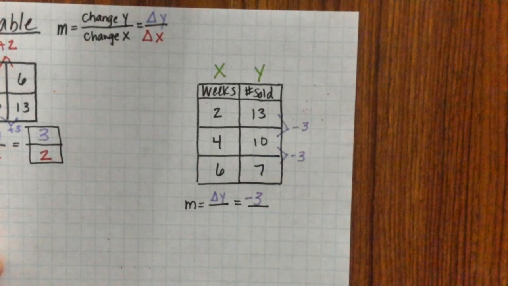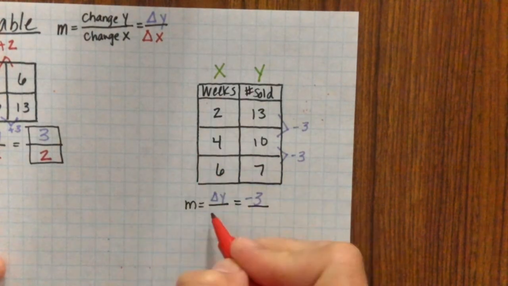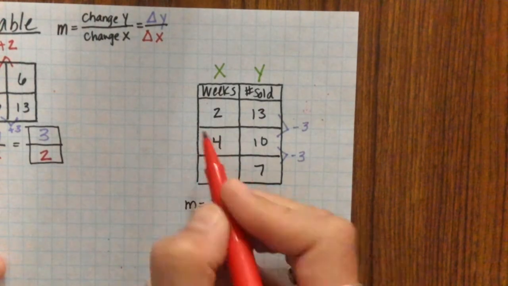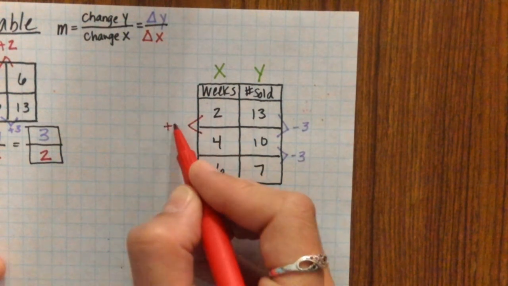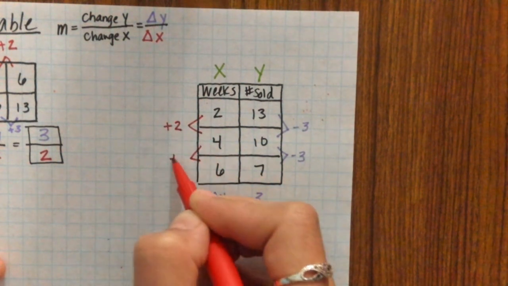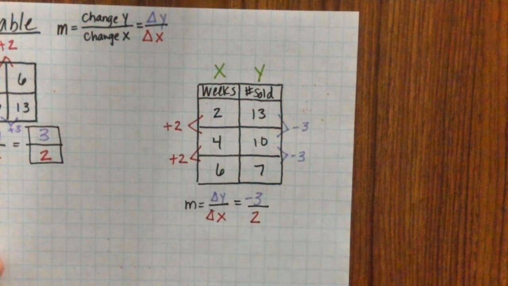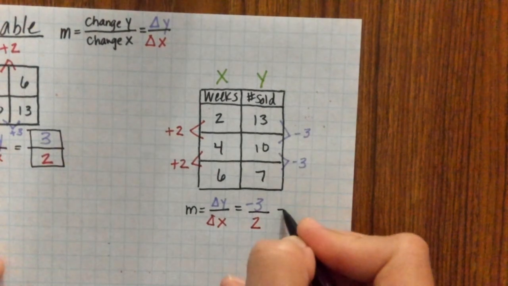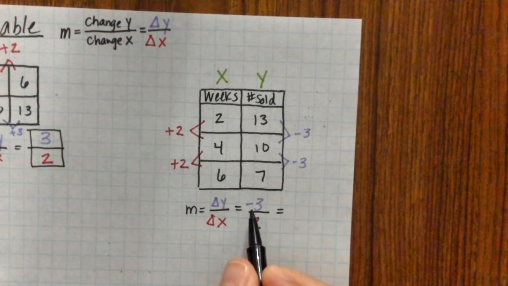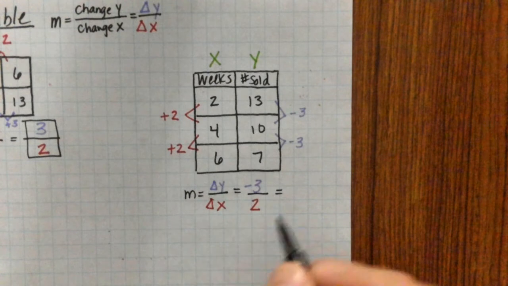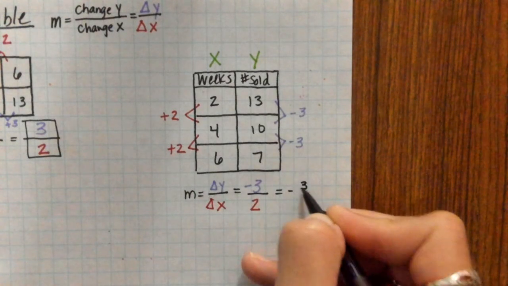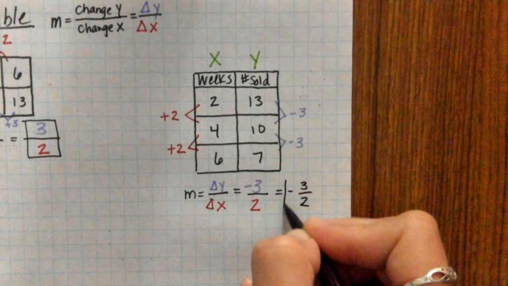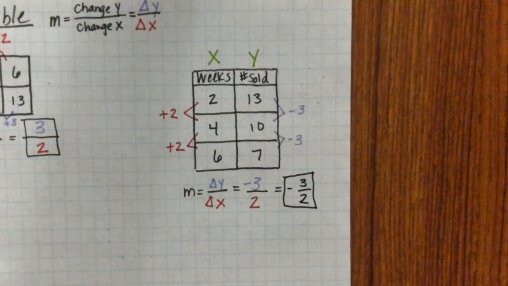Okay? So then we look at our change in x, and we see from 2 to 4, we still added 2. Here, we still added 2. So we put the positive 2. So what this winds down to is, again, if one of these is negative, the whole entire slope is negative. So we wind up with a negative 3 over 2. Okay?